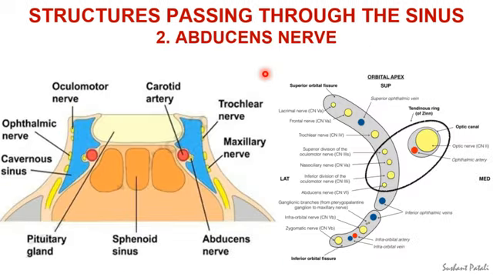The second structure passing through the sinus is the abducens nerve. The abducens nerve enters the cavernous sinus below the petrosphenoid ligament, and it accompanies the internal carotid artery on its inferolateral aspect. The nerve, after its course within the cavernous sinus, leaves the sinus through the superior orbital fissure, and remember, this structure passes within the common tendinous ring.